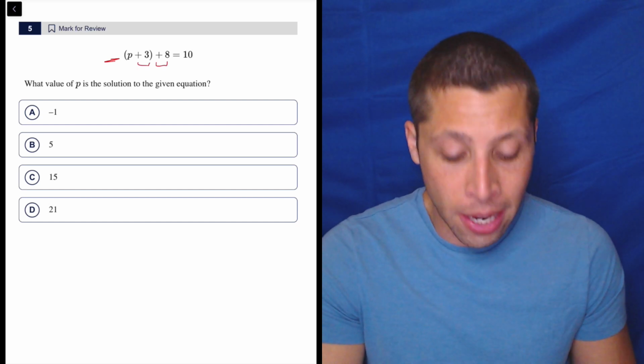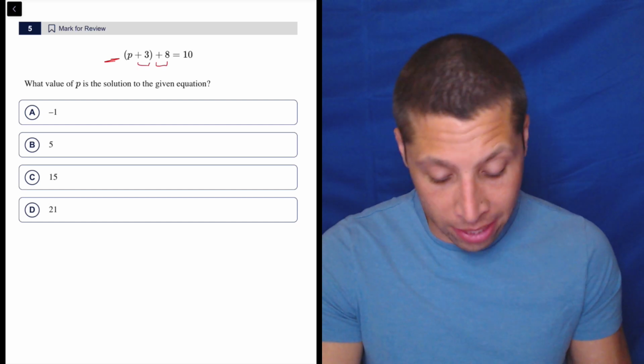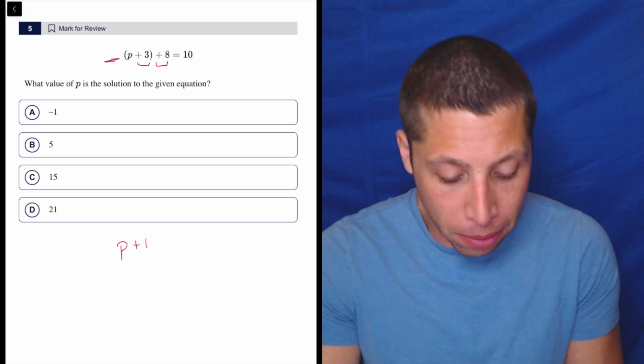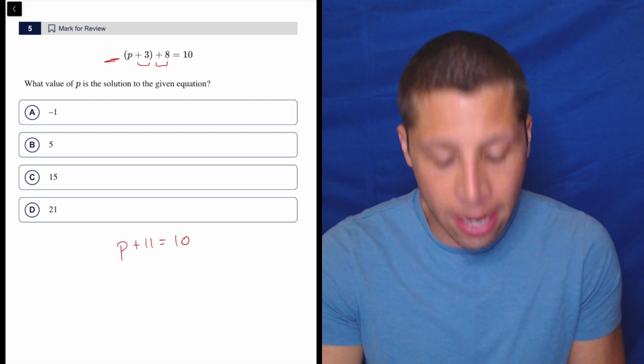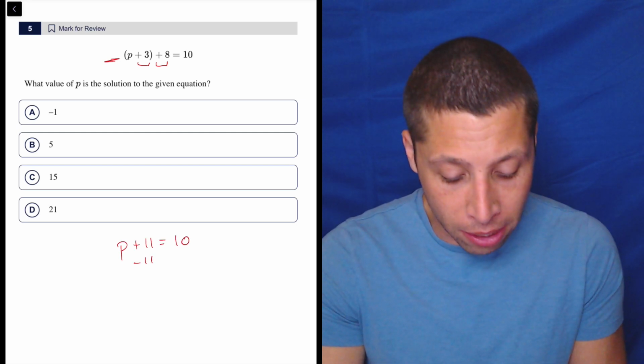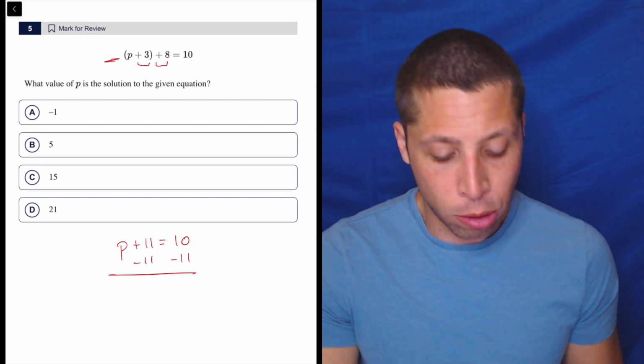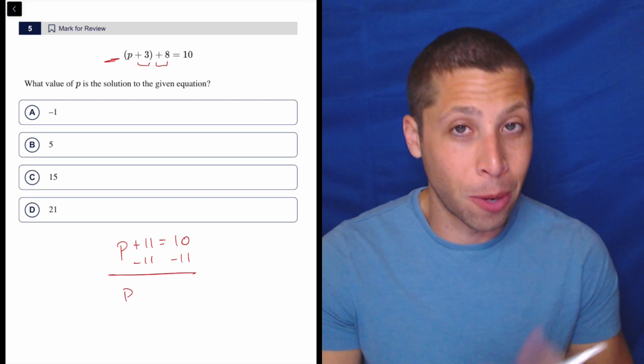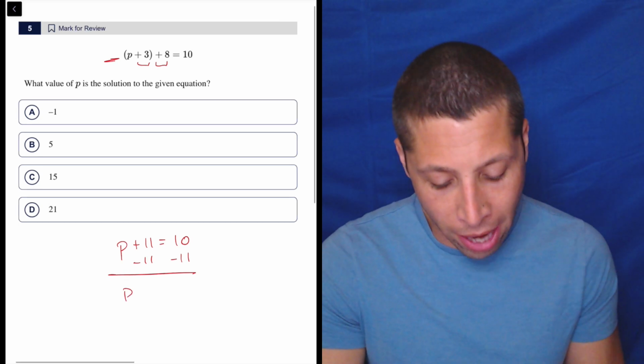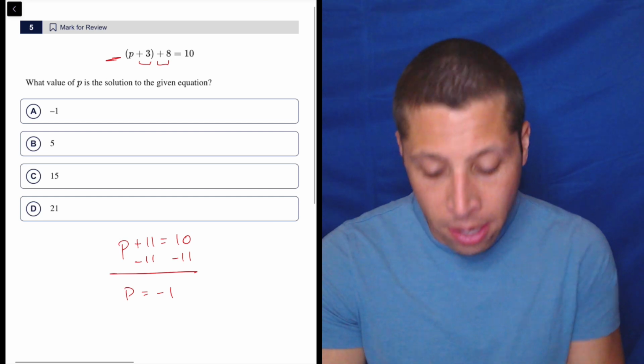This is how I'd solve it, is the 3 and the 8 can be mixed together. So let's go down here. That's going to be p plus 11 is equal to 10, and then we want to get p alone because we have no exponents or anything. So we subtract 11 from both sides. That's the way you get rid of the addition, is there's the subtraction, and we get p is equal to -1, and that's the answer.